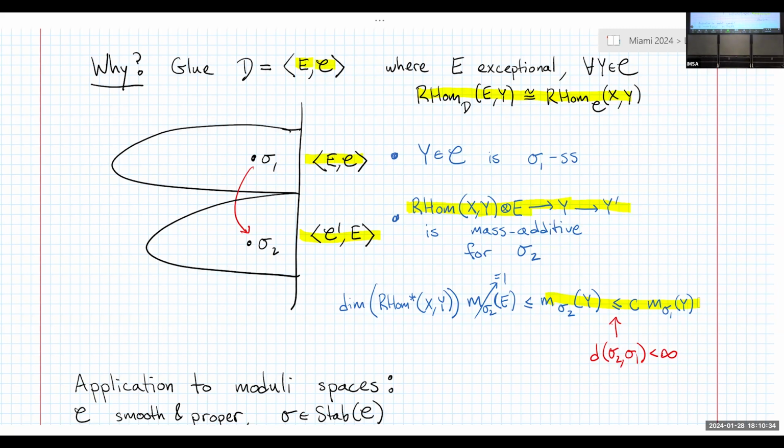explanation. Otherwise, if the conjecture fails, these two glued regions have to be infinitely far apart. But there are all those conjectures that stability manifolds are often connected and stuff like that. So, okay, it's plausible, but that's the argument.